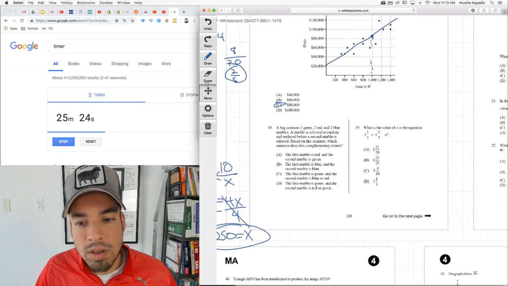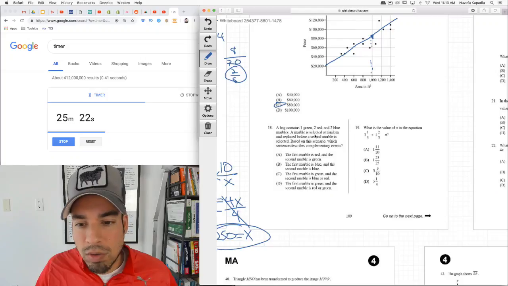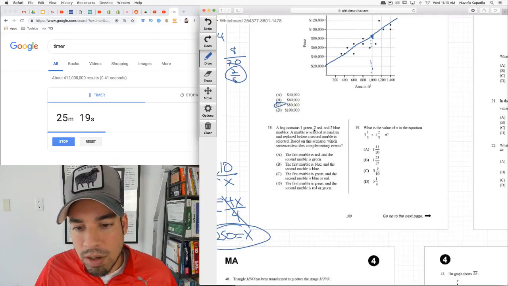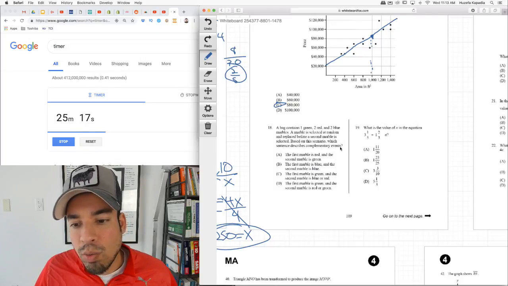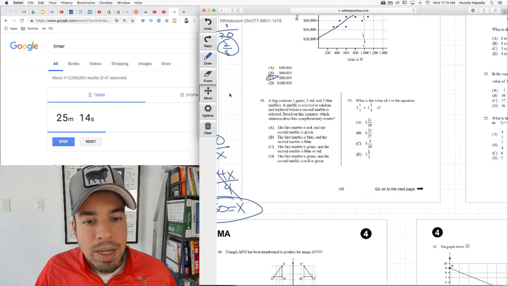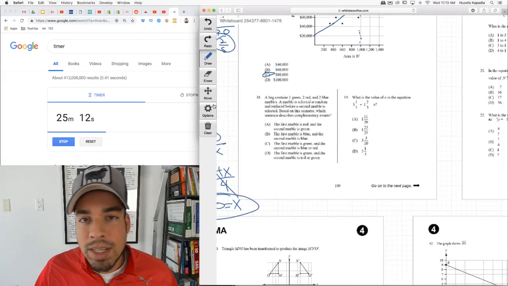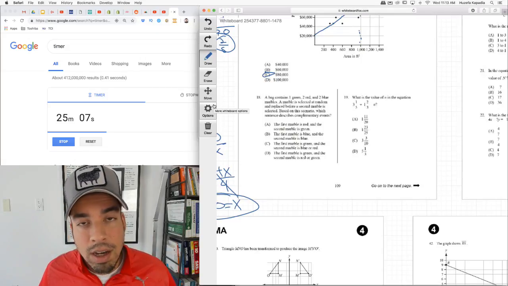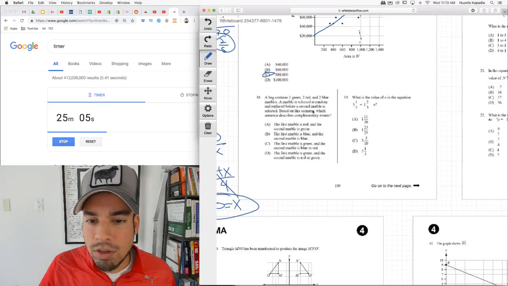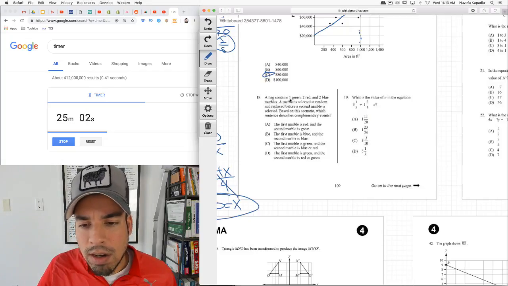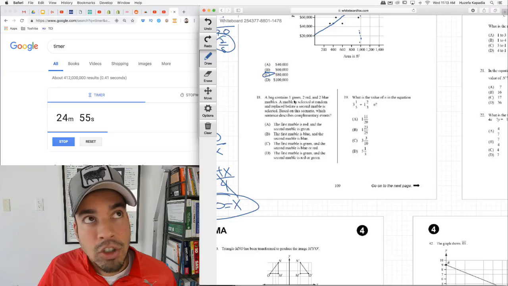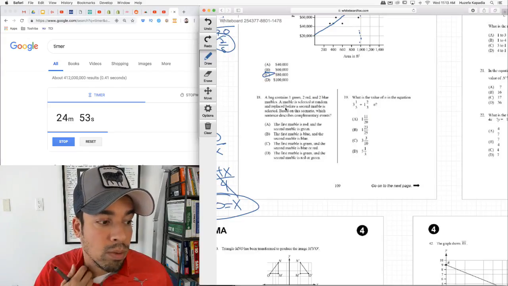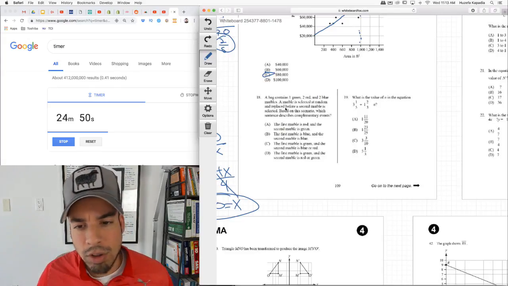Next. 18, a bag contains 1 green, 2 red, 2 blue marbles. A marble is selected at random and replaced before a second is selected. Which sentence describes complementary events? Complementary events are events that, taken together, account for the entire universe of possibilities. So, for example, we have green, red, and blue, okay? Essentially, we want to capture every single way within these events to get all 3 of those marbles.